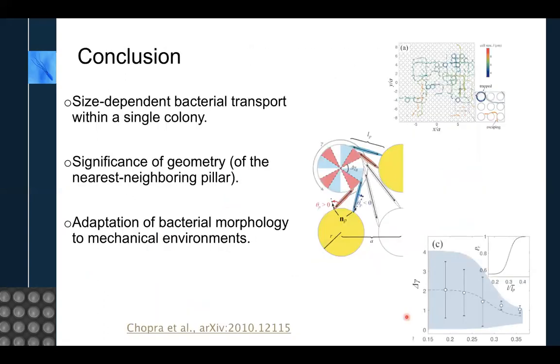In conclusion, we demonstrate the capability of probing the size-dependent transport within a single bacterial colony using the tracking microscope. We also showed that geometry may play an essential role in such swimming through structured environments, which leads to the enormous size dependency in diffusivity. Here, the longer cell more easily navigates through the structured obstacles. We can also say that this size dependency indicates a potential adaptation of the morphology of the swimming microorganism to its living habitat, based on the mechanical interaction.